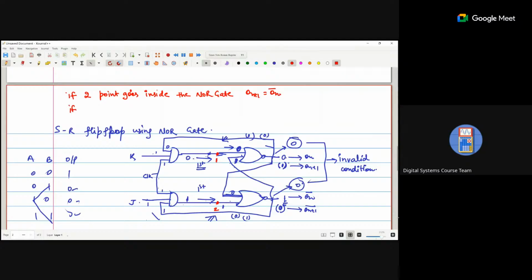And if the first input goes inside the NOR gate first, we are getting Qn plus 1 as invalid. So that's why it is called the race round condition. It is a race between which input goes inside first.